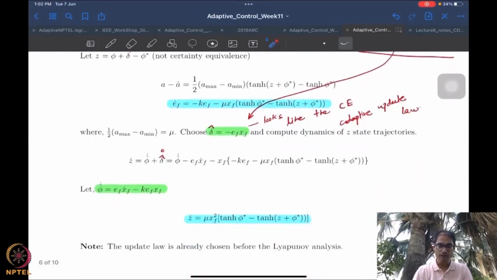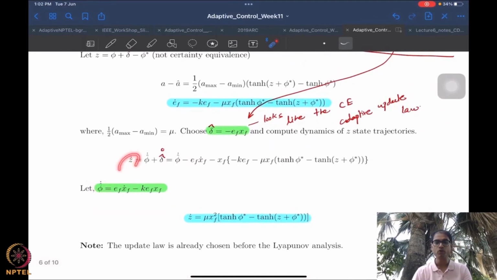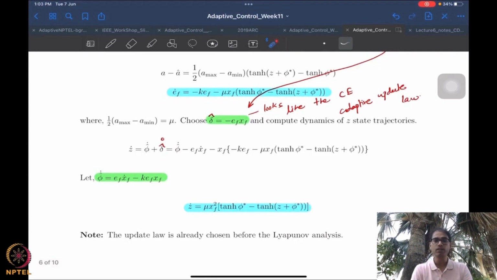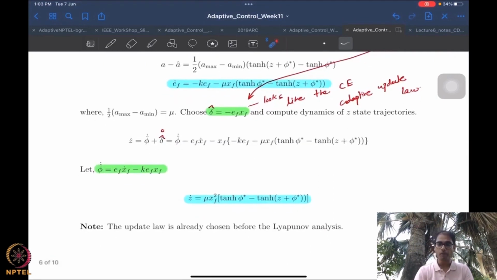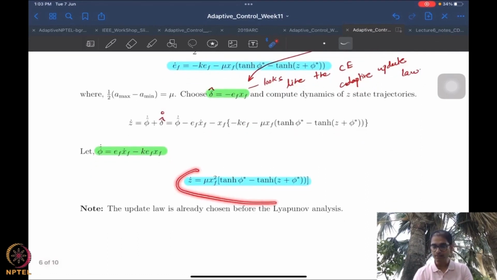And after that, phi hat is chosen just by computing a Z dot and cancelling terms that can be cancelled in the Z dot using a phi hat dot. So there was no Lyapunov analysis in order to compute it. This is another interesting perspective in non-certainty equivalence, where your update law for phi hat is not computed using a Lyapunov function, right? So once we have cancelled whatever we could, we get a nice Z dot law, all right?